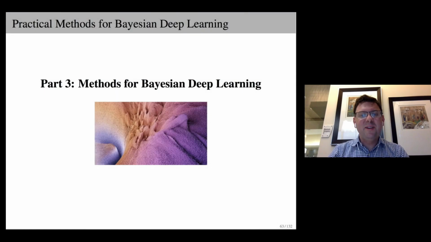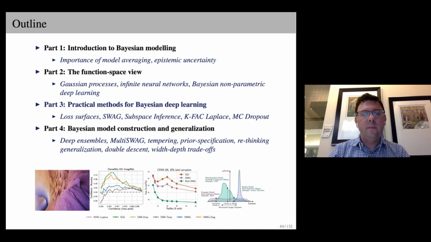Hi, I'm Andrew Wilson at New York University, and welcome back to the ICML 2020 tutorial on Bayesian deep learning. This is part 3, methods for practical Bayesian deep learning. In this part, we'll be using several modern approaches for highly practical Bayesian deep learning to exemplify many of the foundational concepts that we've introduced in other parts of the tutorial.